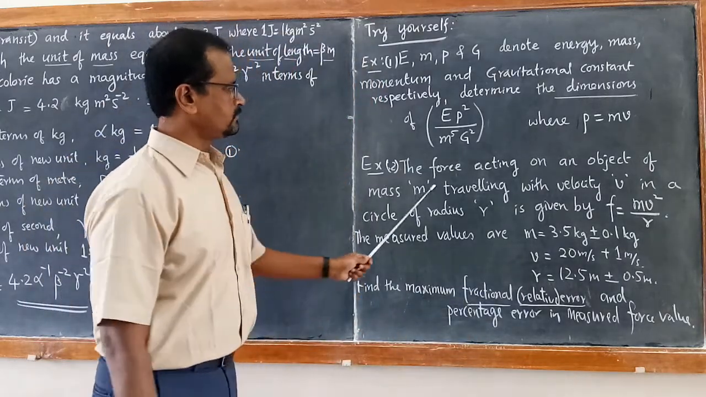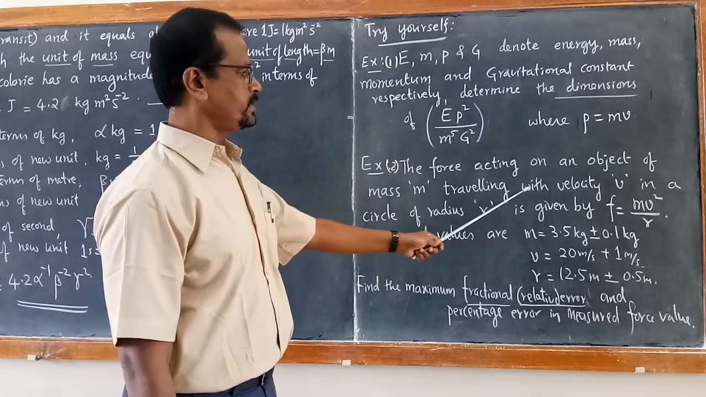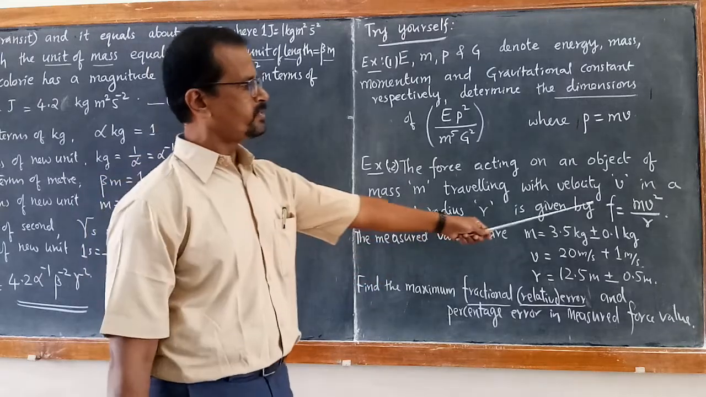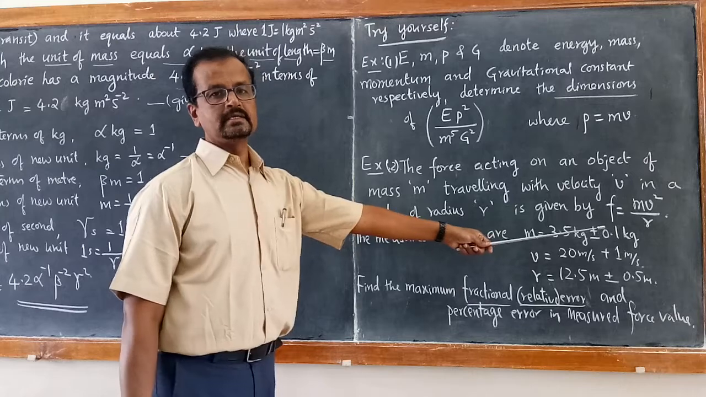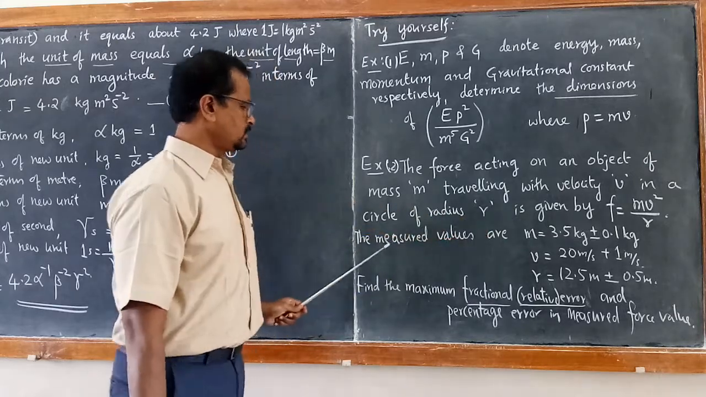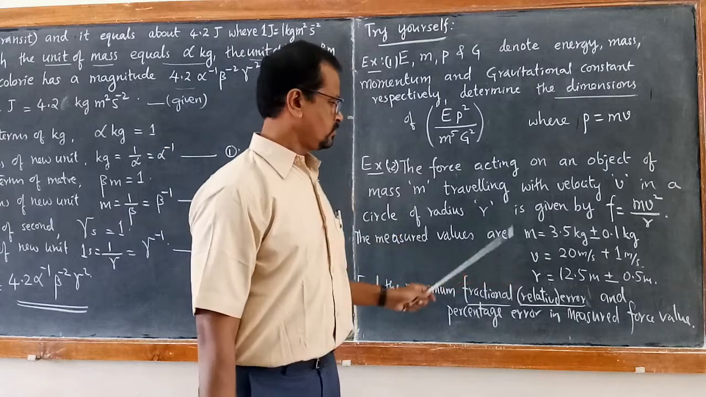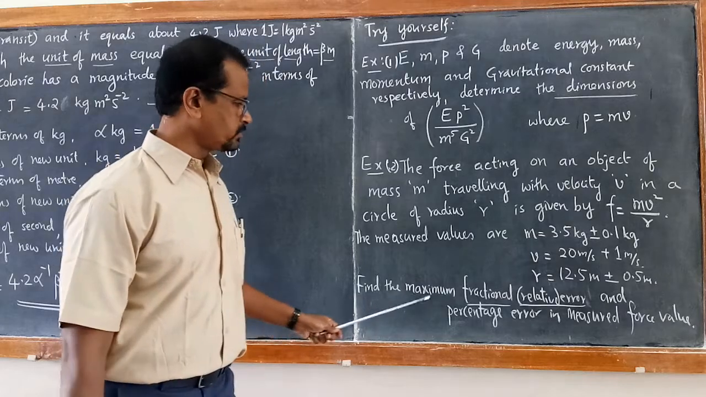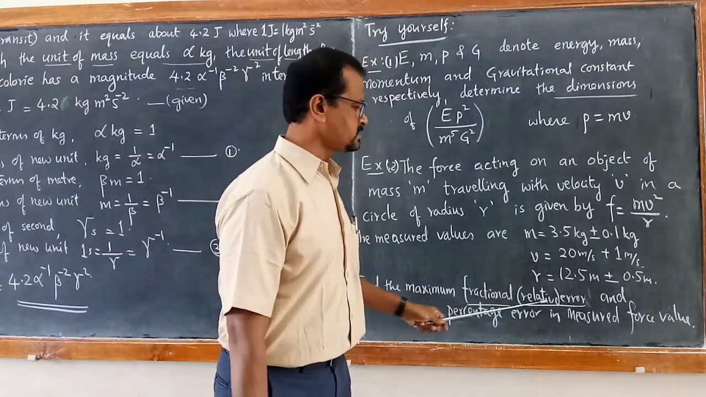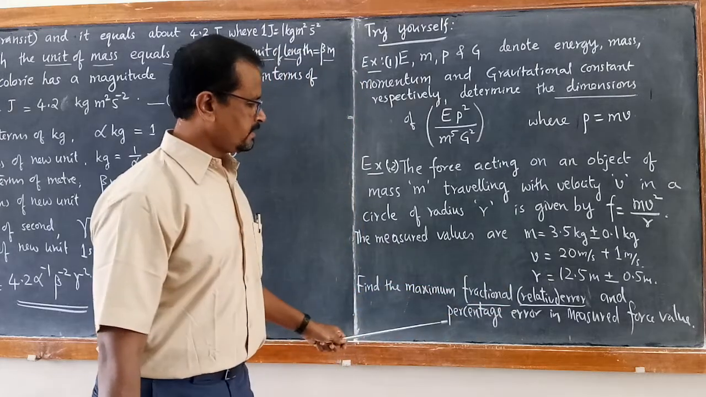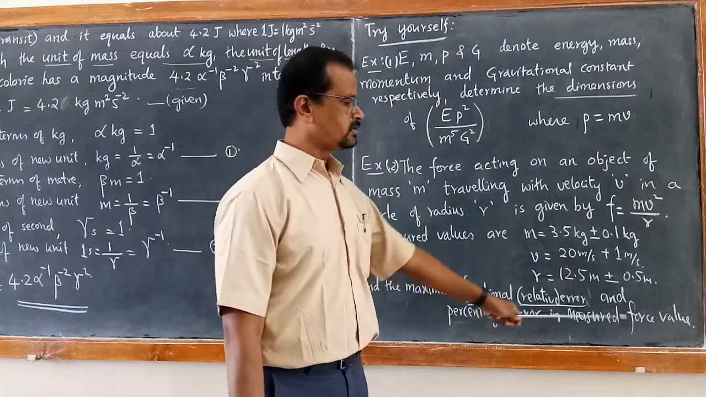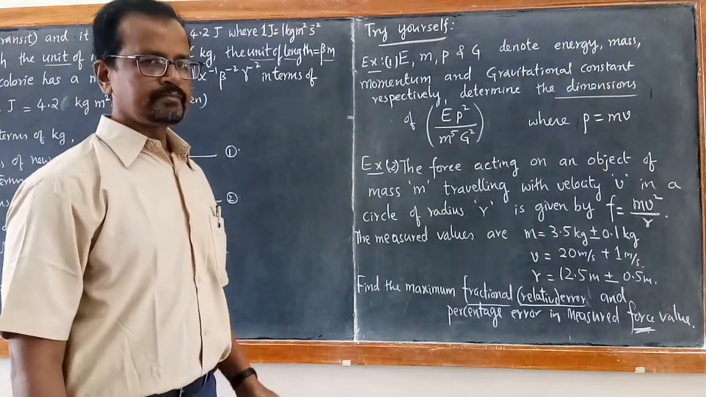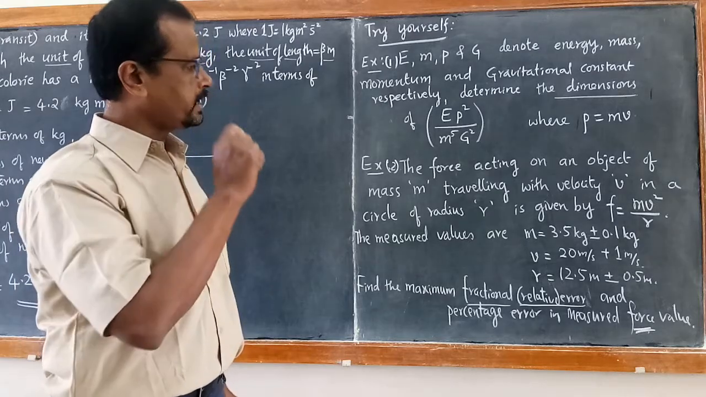The force acting on an object of mass m traveling with a velocity v in a circular path of radius r is given by F equal to m v square by r. This is what we are going to call centripetal force. The measured values of mass, velocity and radius are given here. You are asked to find out the maximum fractional error or maximum relative error, and thus find the percentage error in the calculation of force. I think you will do it. Take a screenshot and try these problems.